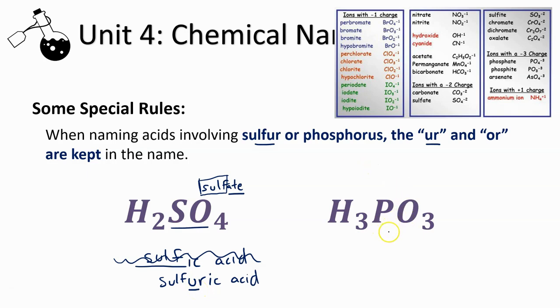And the same pattern exists with phosphorus-containing acids. PO3 is called phosphite. Since it ends in ITE, we're going to use this format for our acid name, blank OUS acid. The raw root word is just PHOSPH, but we're not going to just use that. We're going to keep the OR in there since it is a phosphorus-containing acid to get phosphorous acid. And that's how you name acids.